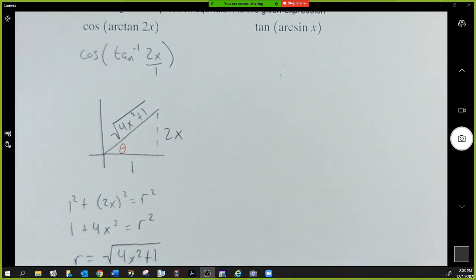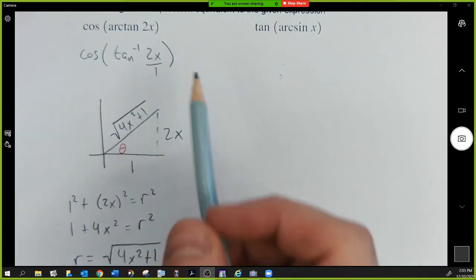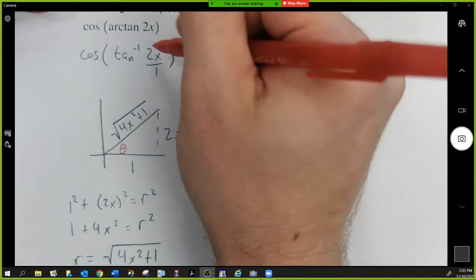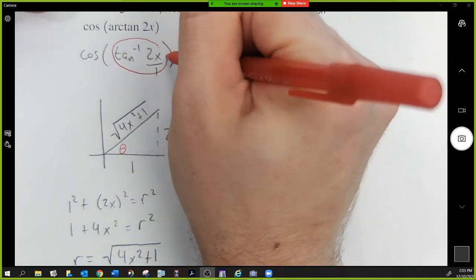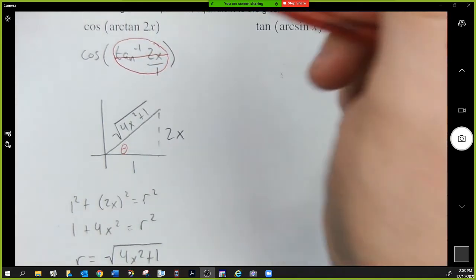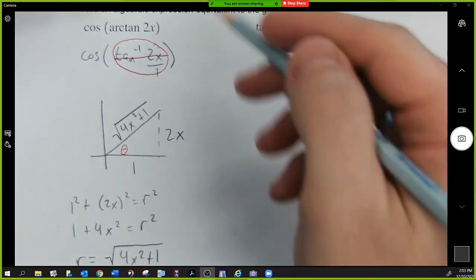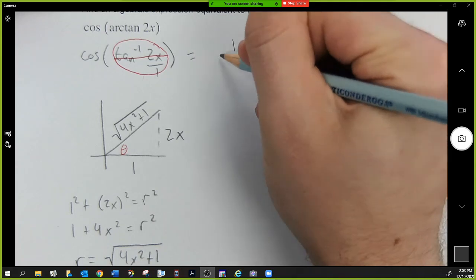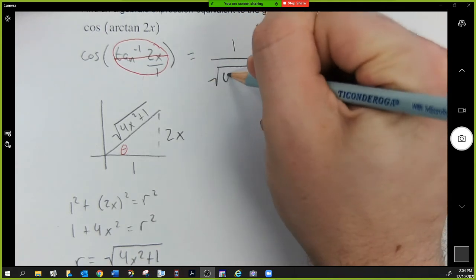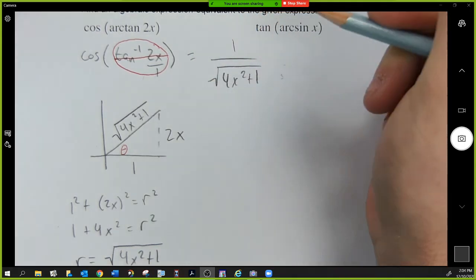And now you can tell me what cosine of this, by the way, this is theta, you could tell me what cosine of this theta is. It's adjacent over hypotenuse. 1 over the square root of 4x squared plus 1.